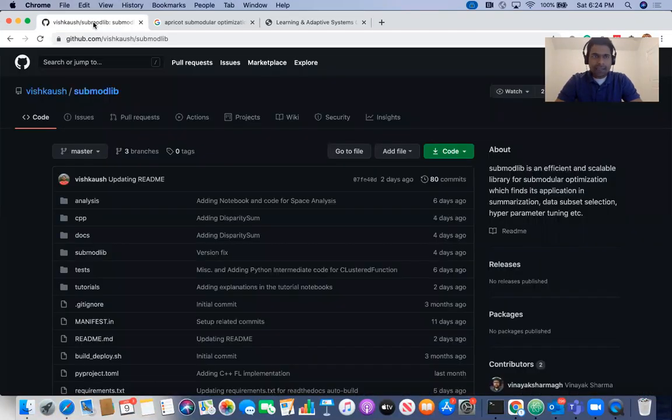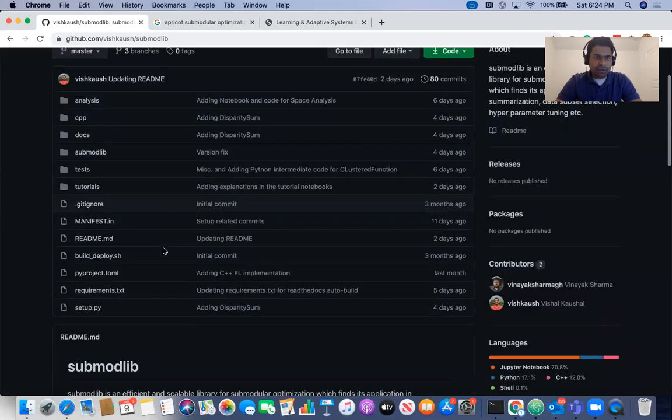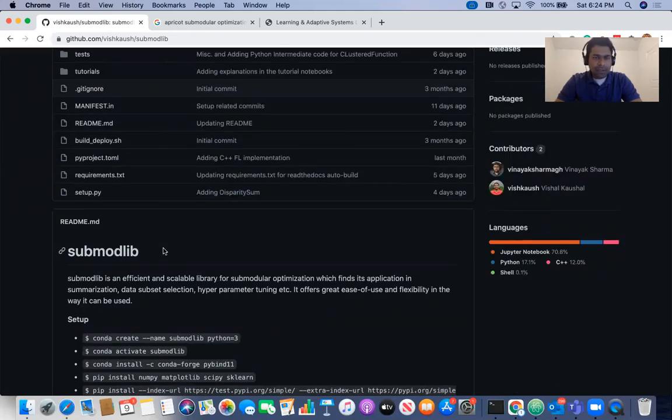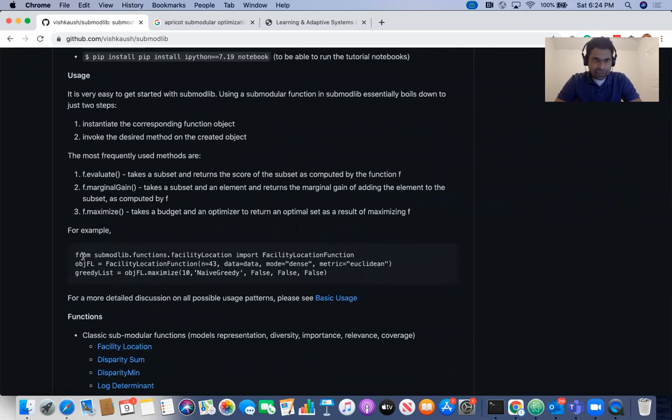Okay, so the first one is called Submodlib, and this is actually created by one of my and Ganesh's students, Vishal Kaushal. This one, as I was saying, is built on C++, but it has a front end in Python, and the use case is very simple. You just say from submodlib functions import facility location function, and then you can define the facility location here, define n as the ground set size, the data set that you want to define, the mode of defining the kernel and the metric for the kernel. And this also internally computes the kernel for you.